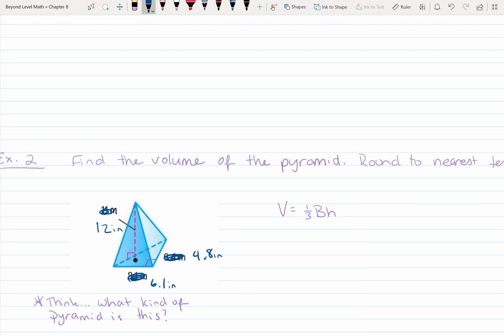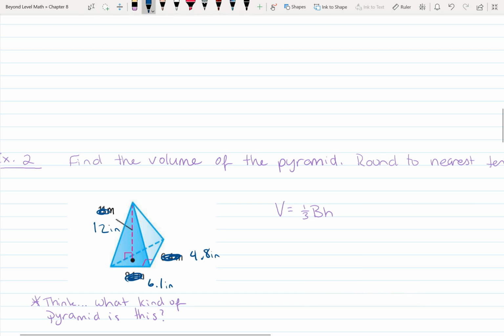So first we need to figure out what kind of pyramid we're dealing with. And the pyramid in this case is a triangular pyramid. So the capital B, area of base, is 1/2 base times height, the base of the base, and the height of the base, so times height of the pyramid times 1/3 equals V.